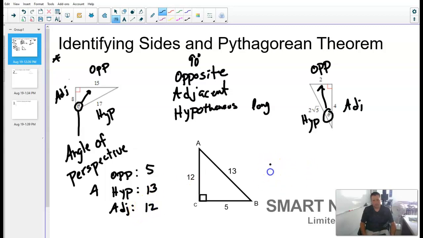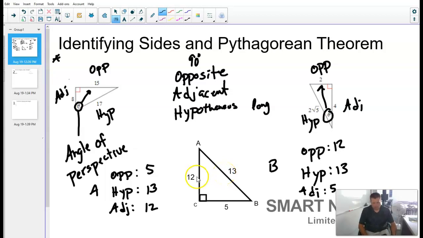But look what happens if I change my angle of perspective to B. Now all of a sudden, again, my hypotenuse is still 13. That doesn't change anything. But what's my opposite now of B? Opposite of B, if I drew this arrow, would be 12. So now my opposite is 12, which means my adjacent has to be 5 at that point in time.